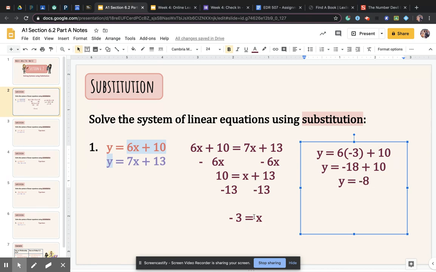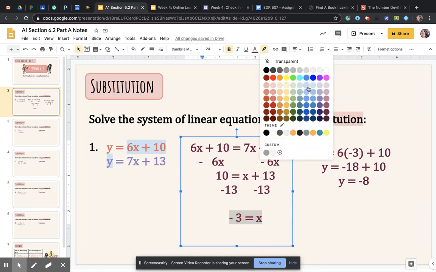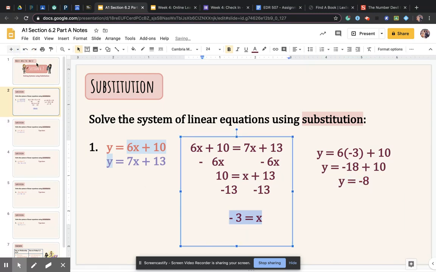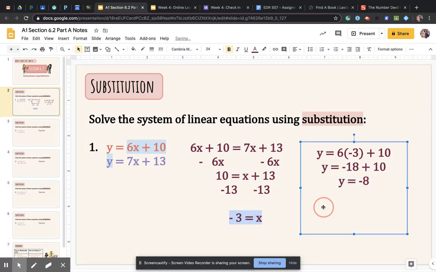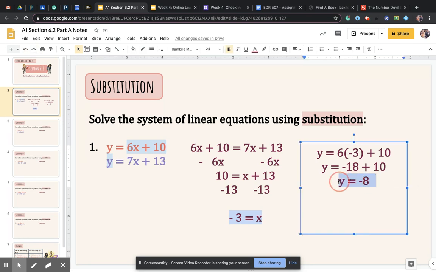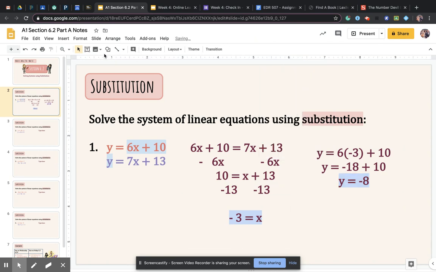So my x value is negative 3, I'll highlight that, and then my y value is negative 8. I wanted to highlight it and it didn't. Your final answer is going to be, and I will add another text box.